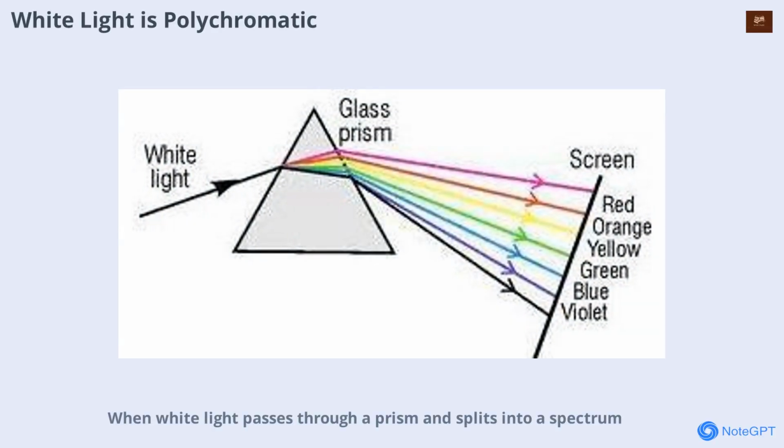When white light passes through a prism and splits into a spectrum, it proves that white light is not a single color but a combination of many colors.